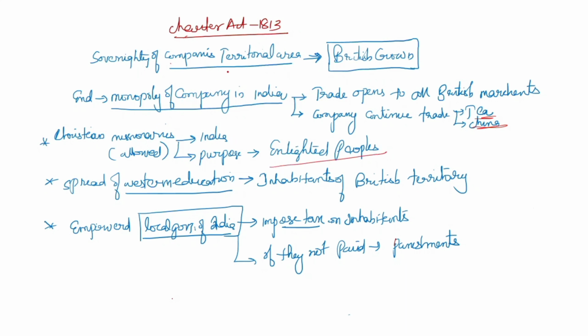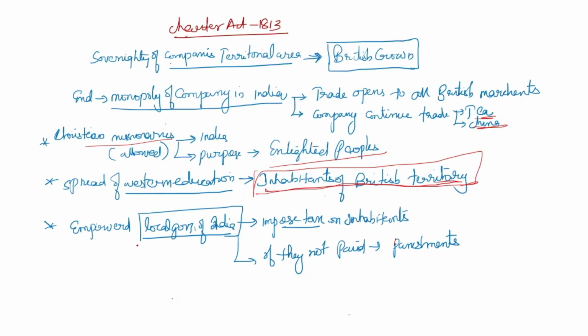The Charter Act 1813 allowed Christian missionaries to come to India for the purpose of enlightening people. The Act also spread Western education only among the inhabitants of British territory. You should remember this point: Western education spread only among the inhabitants of British territory.